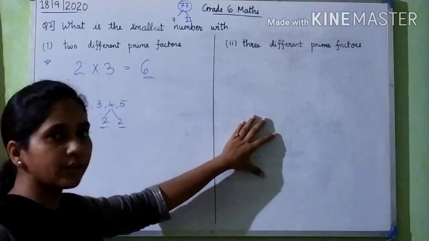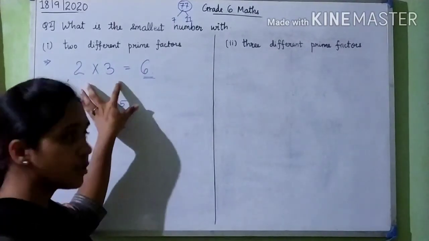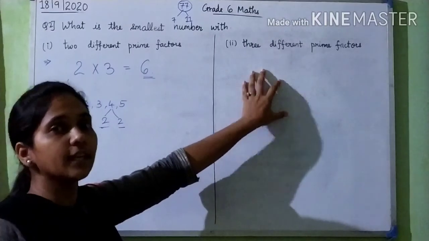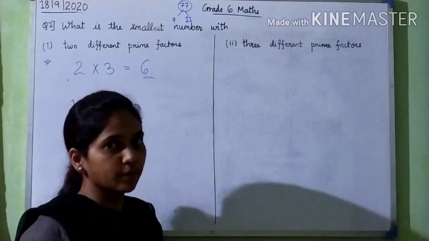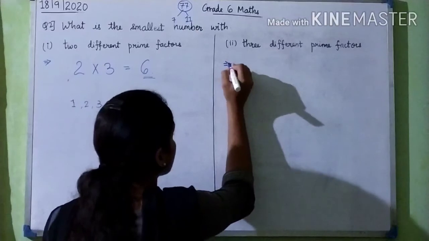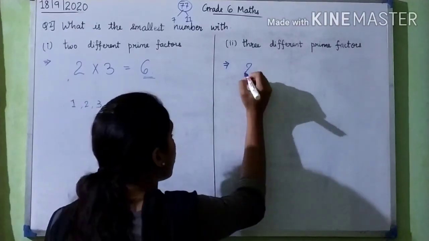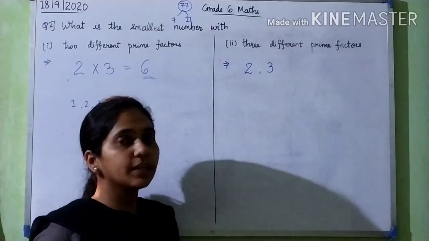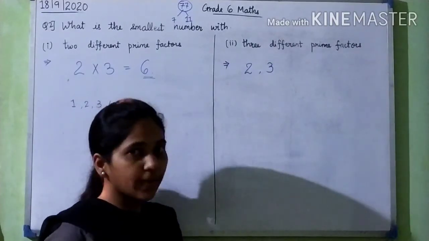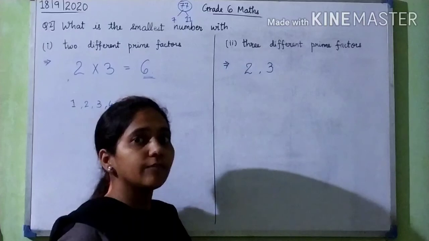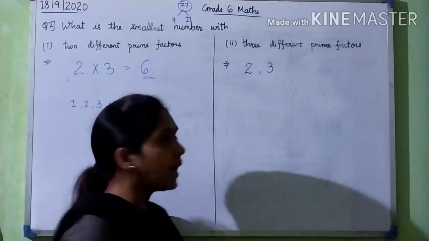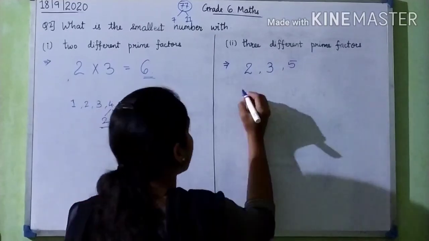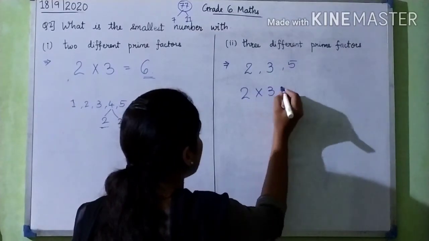For this also we have a trick. Like here we had taken the first 2 small prime numbers, in this part we will take the first 3 small prime numbers. So what are the first 3 small prime numbers? The smallest of all is 2. Then we have 3, and after 3, which number is it? 4. 4 is not a prime number, so we cannot take 4. Then we take 5. 5 is a prime number, right? So we take 5, and we have to multiply them. So I multiply 2 into 3 into 5.